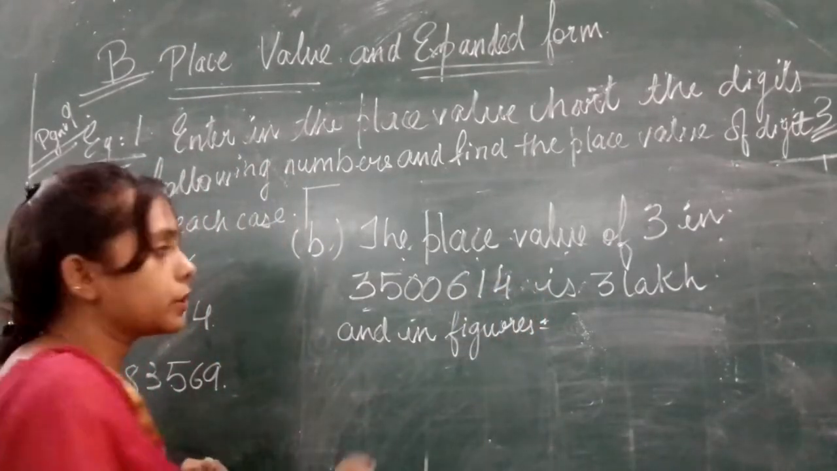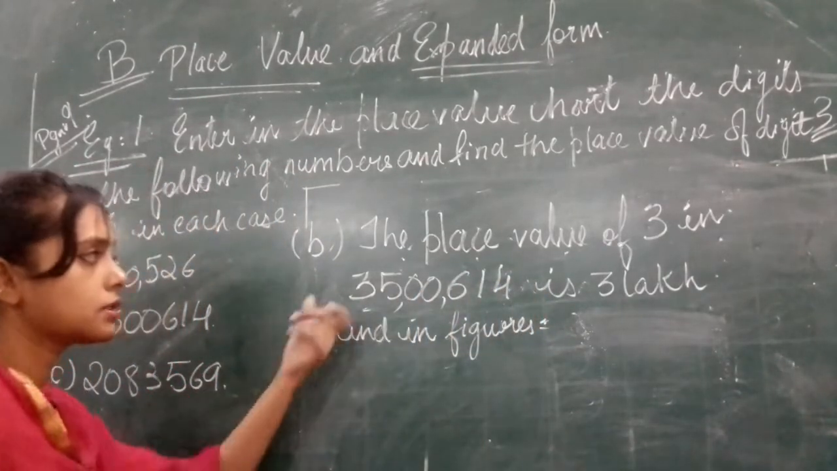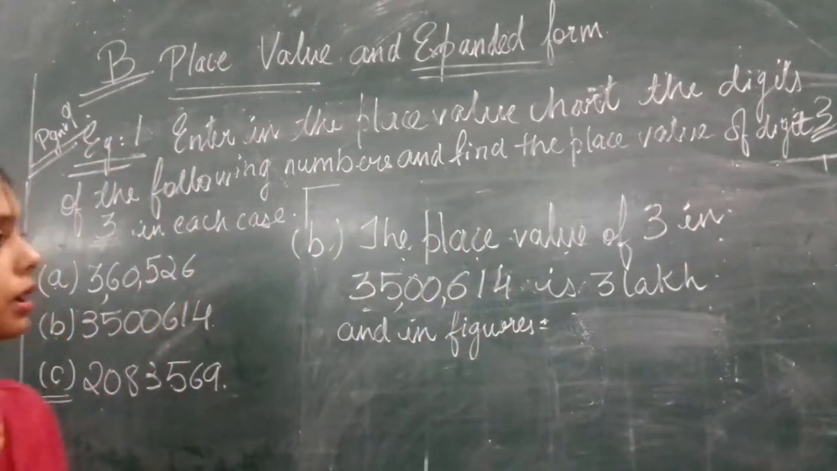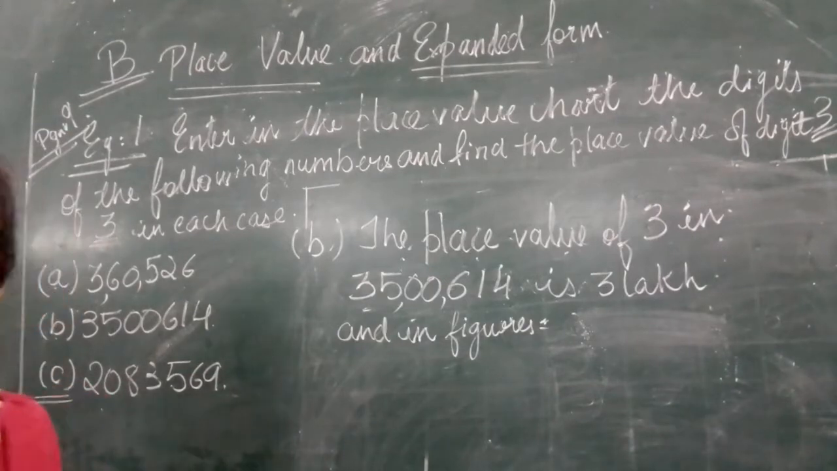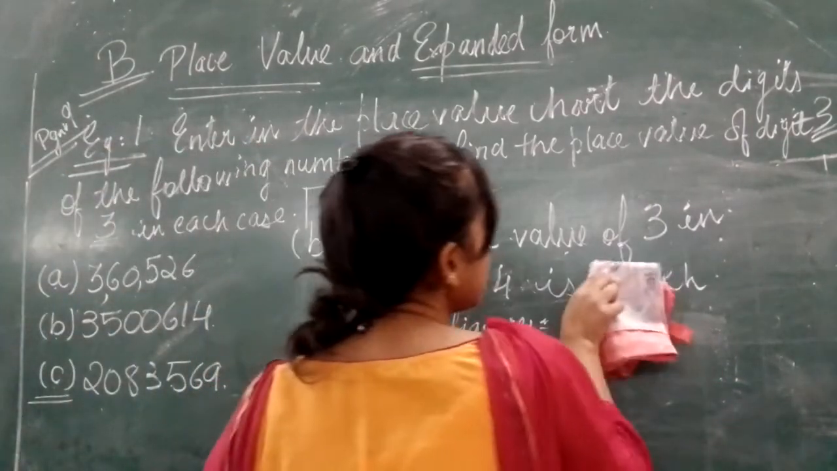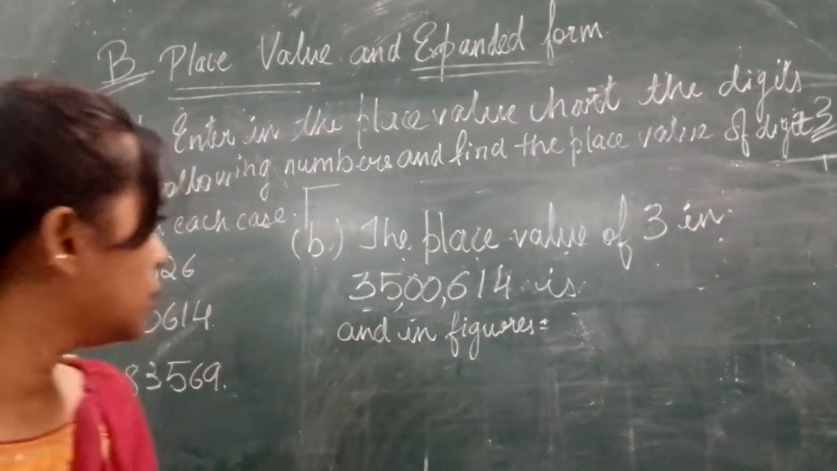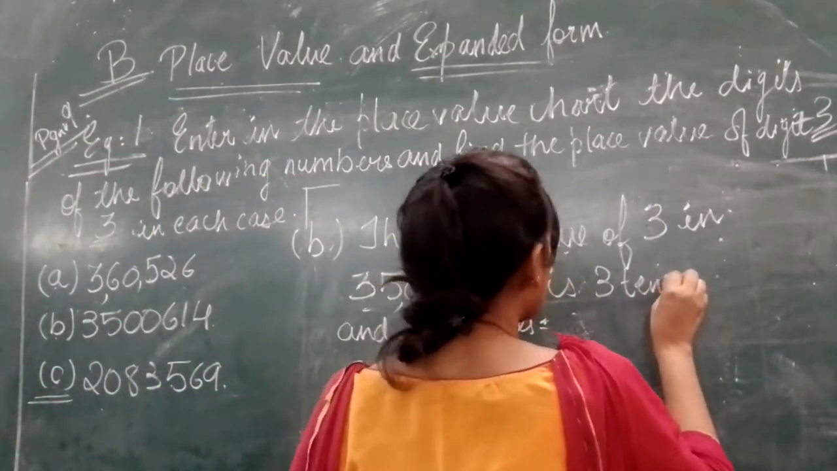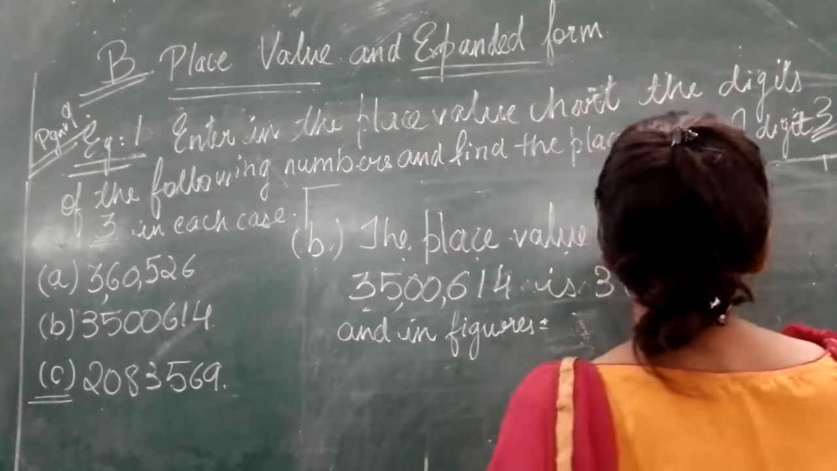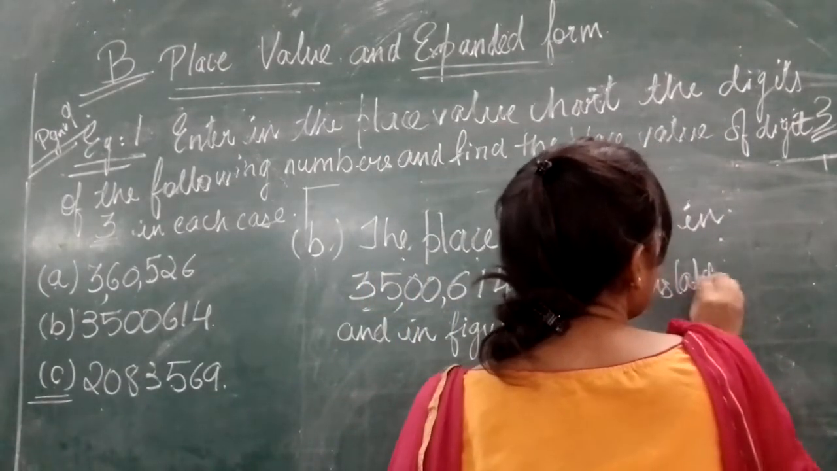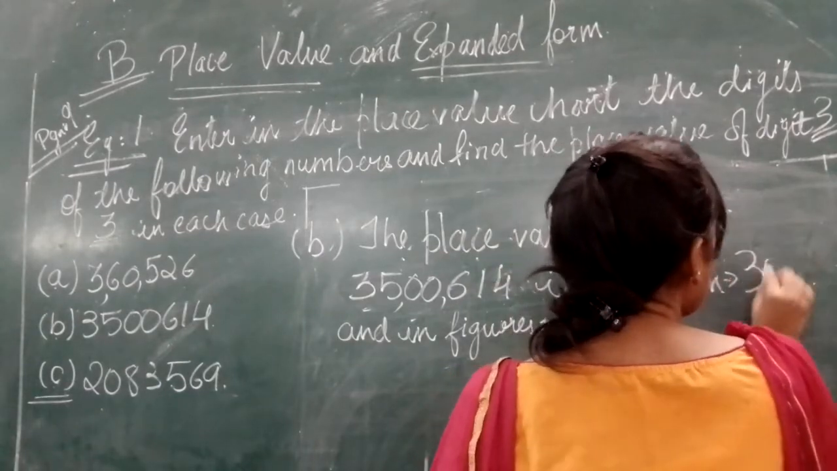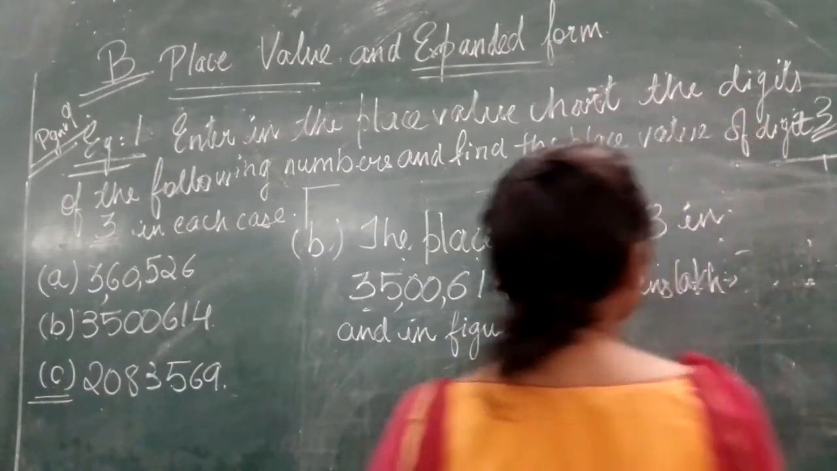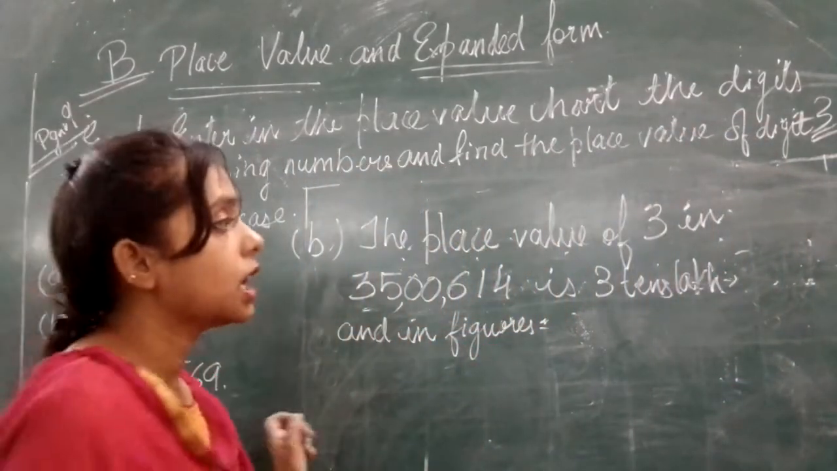Again, what will you do? You will put the commas after every period. That's 35,614. Okay. So here the place value is 30 lakhs. How much? Look here. Now this is 3 tens. Yes, or 10 lakhs, no? 3 10 lakhs. That is nothing but 30 lakhs. So you will write in numbers. Okay, 3 times 10 lakh. That is nothing but 30 lakhs.